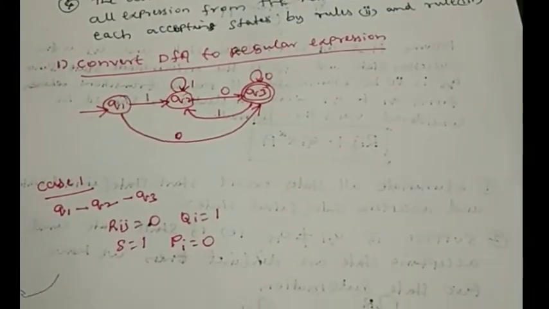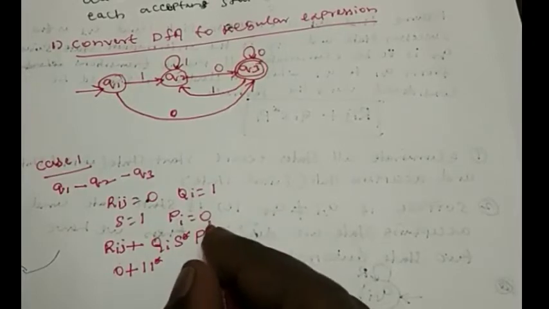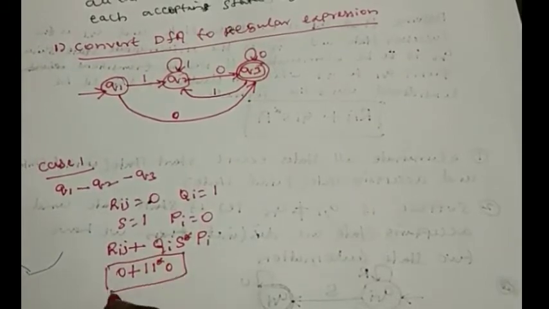Now put it into the respective formula. The formula is Rij plus Qi, S star, then Pi. Now just apply all the respective values. Rij is 0, Qi is 1, and S is 1 here, so written as 1 star, and Pi is 0. Now putting it together, this is the regular expression for the transition from Q1 to Q3.